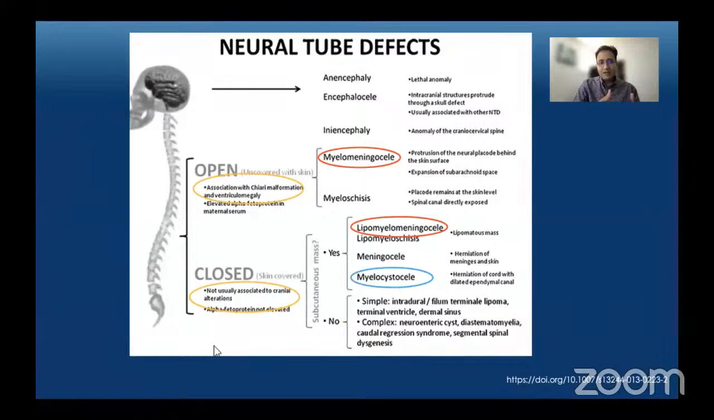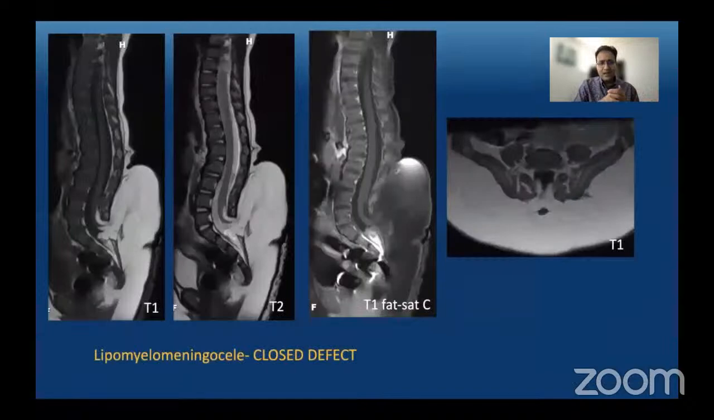So whenever you are evaluating someone with a neural tube defect, the first step is to identify whether it's a closed or open defect, and that will completely change your differential diagnosis. This is an example of lipomyelomeningocele, where you don't have a cystic structure, but you have a lipoma along the distal spinal cord, and it's contiguous with the subcutaneous fat. And again, this is a skin-covered defect.